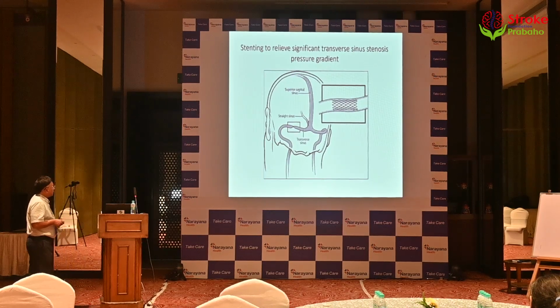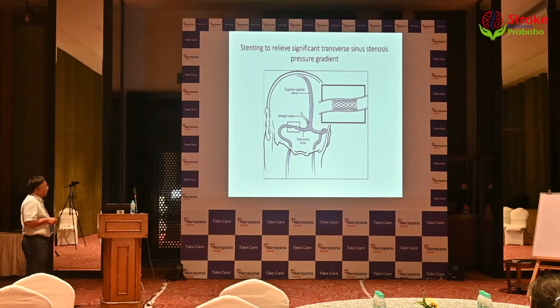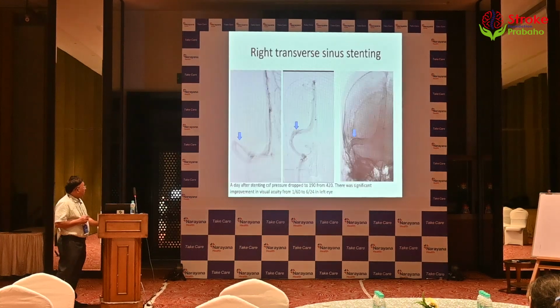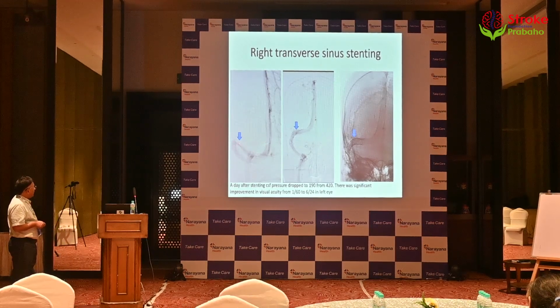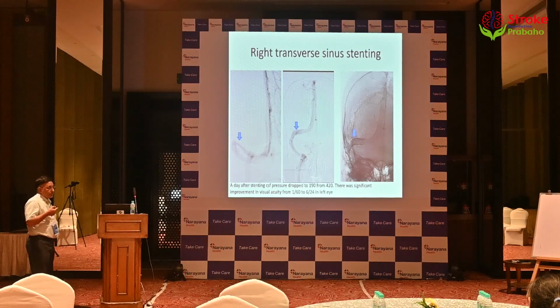So this was the case. There was a stenosis on the right side. If there is a significant pressure gradient, then a stent may be helpful. So this is the stenosed sinus. We placed the wall stent here, and now we can see the right transverse sinus is filling very nicely here. To demonstrate whether it is really effective or not, we did an LP on the next day.